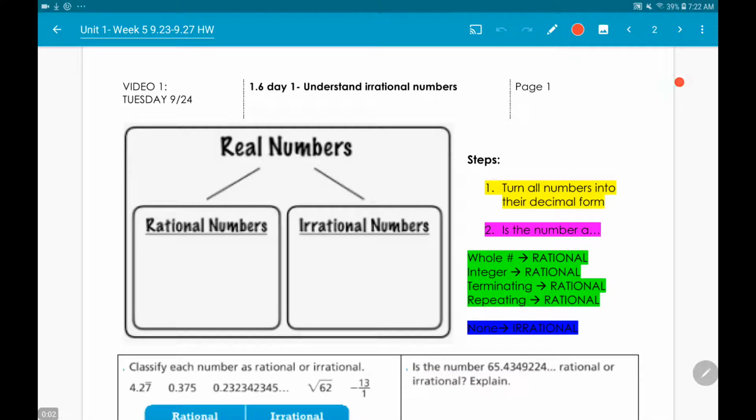Hi guys, so this first video is on understanding irrational numbers. This is a recap from what we did in class on Monday.